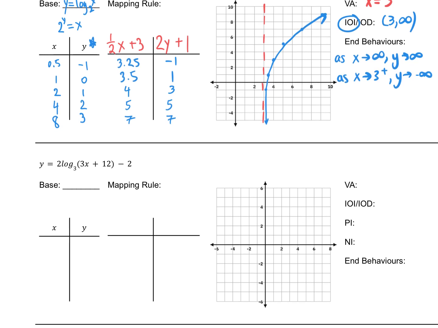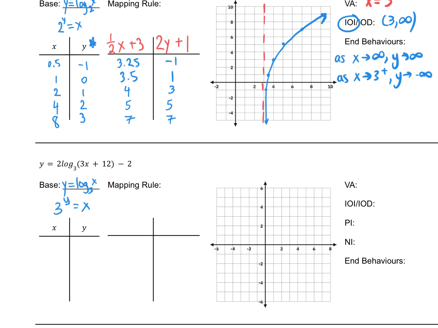And our final example, y equals 2 times log base 3 of 3x plus 12, minus 2. So our base function is y equals log x with a base of 3. Which means we are going to use the exponential form, which is 3 to the power of y equals x. If you would like to pause the video here and write your base table of values, please do so.